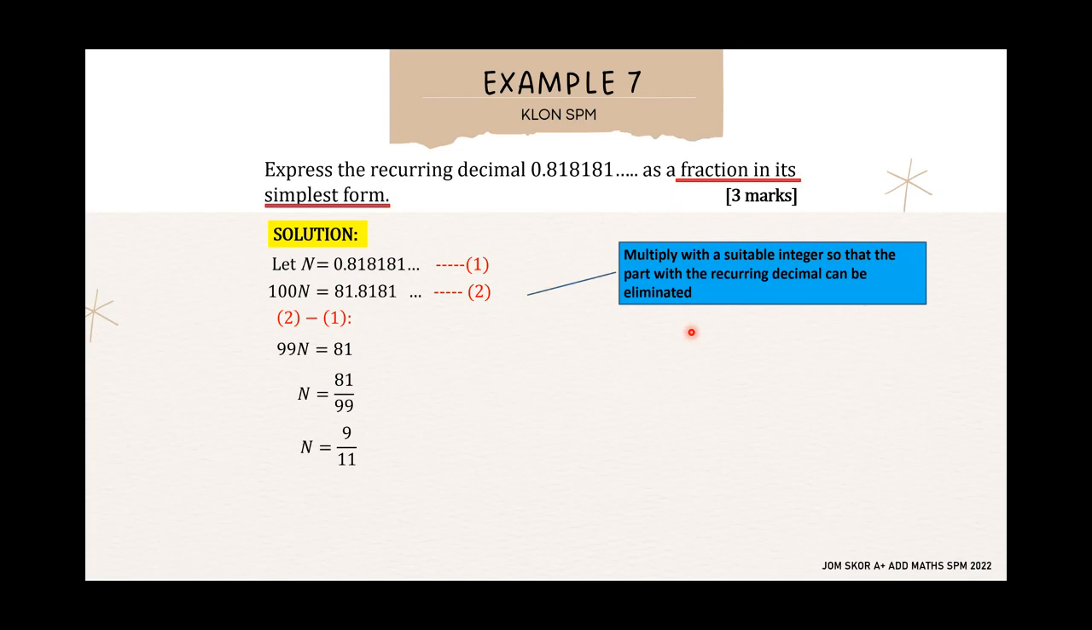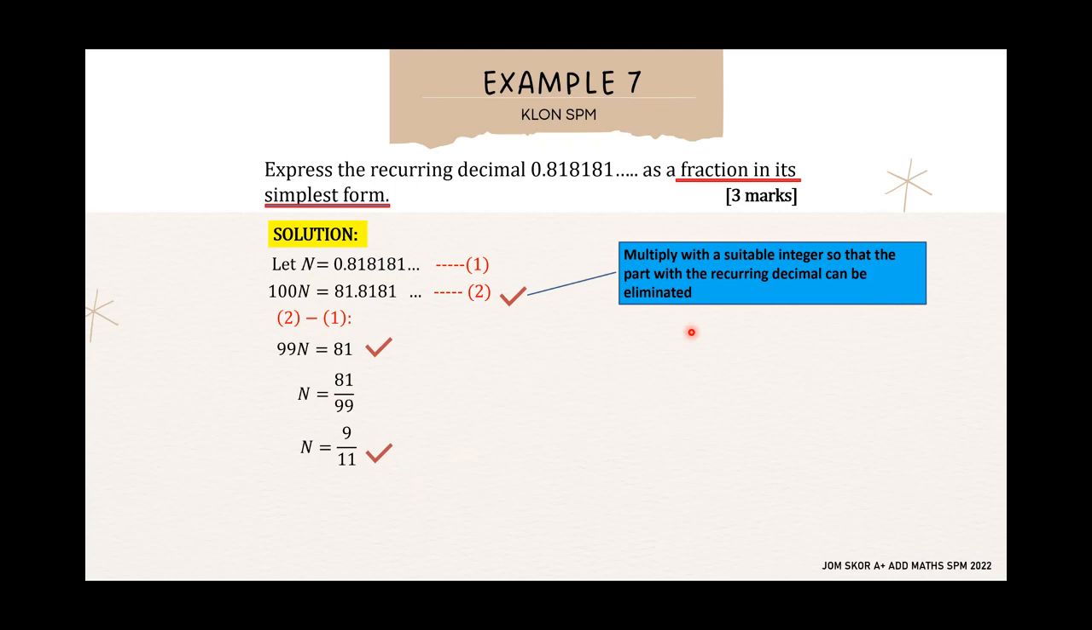Okay. Markah pertama, bila awak boleh darabkan dengan suitable integer. Tak semestinya darab dengan 100. Depends pada the recurring digit, recurring decimal tu, how many digit. Okay. Markah yang kedua, kita boleh equatekan. Kita tolakkan equation yang kedua dengan equation yang pertama. Okay. Dan terakhir pada nilai jawapan yang betul.